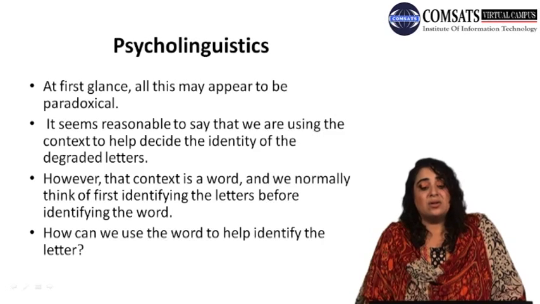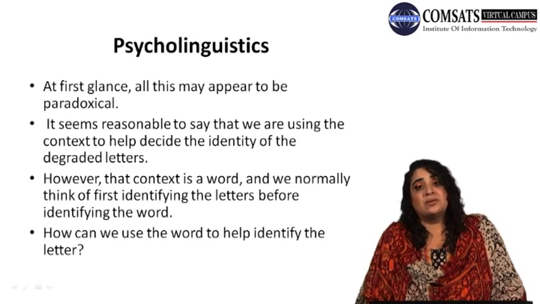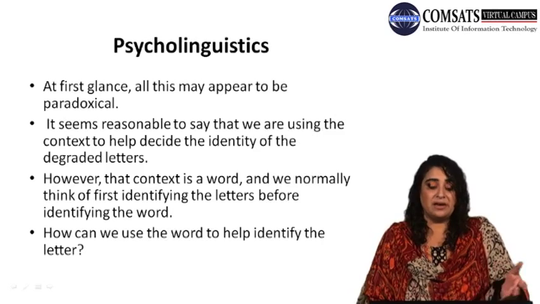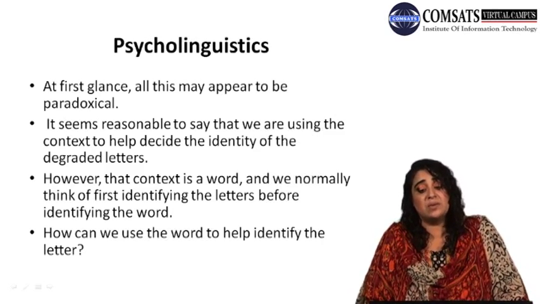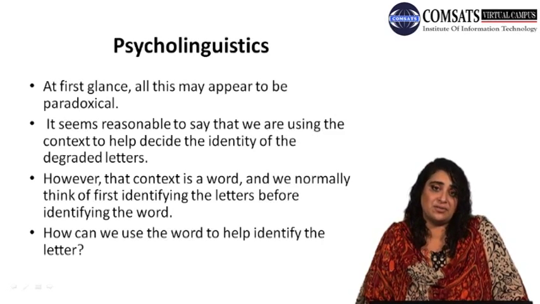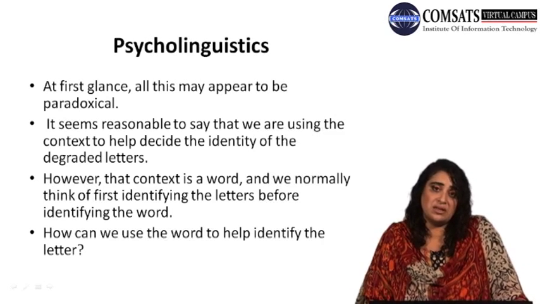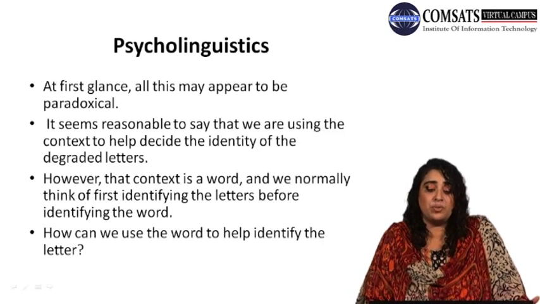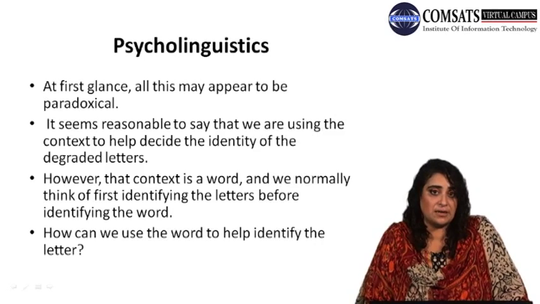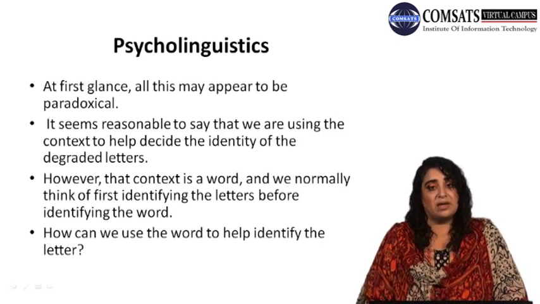At first glance, all this may appear to be paradoxical. So at first glance, it might be paradoxical to you. It seems reasonable to say that we are using the context to help decide the identity of the degraded letters. We used the context in the slide's examples because it helps you decide the identity of the degraded letters. Now, however, the context is a word.